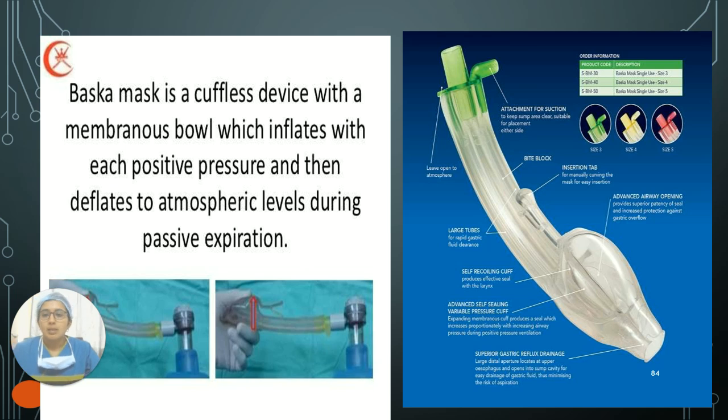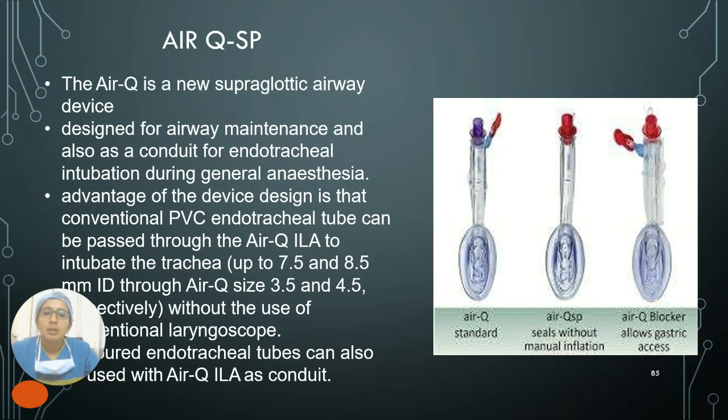Buska mask is the latest generation of supraglottic airway devices. It is a cuffless device with a membranous bowl which inflates with each positive pressure and then deflates to atmospheric levels during passive expiration. AirQ SP supraglottic airway devices. Thank you.